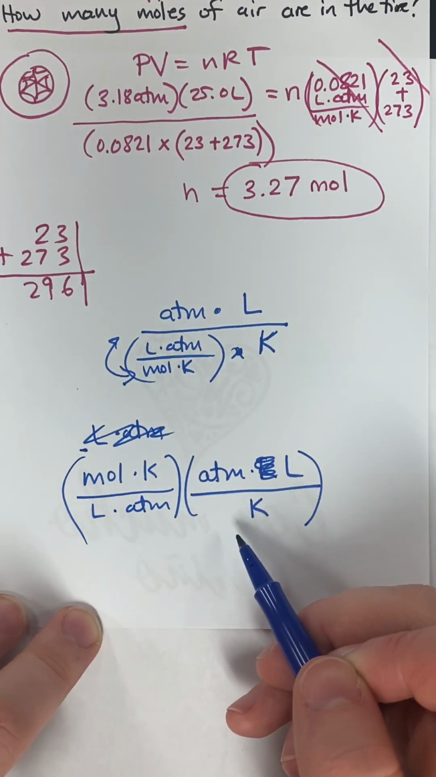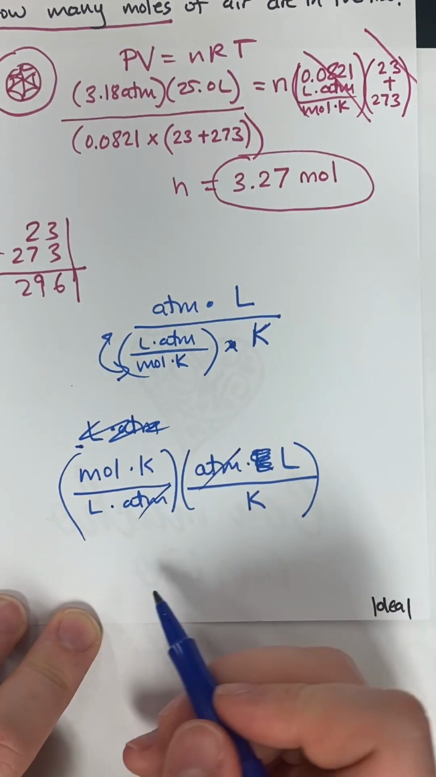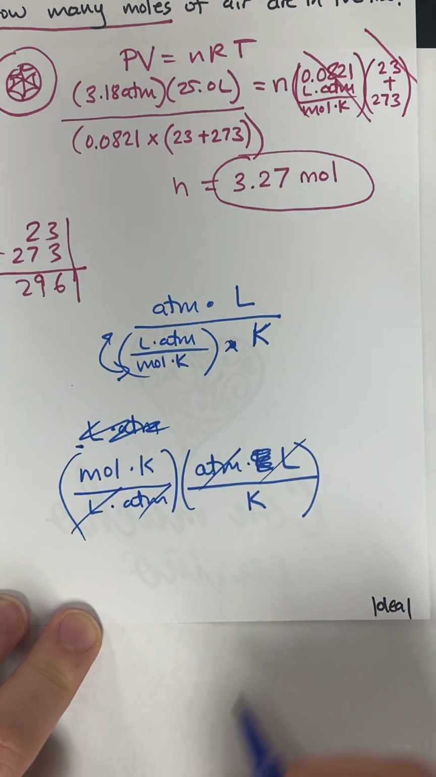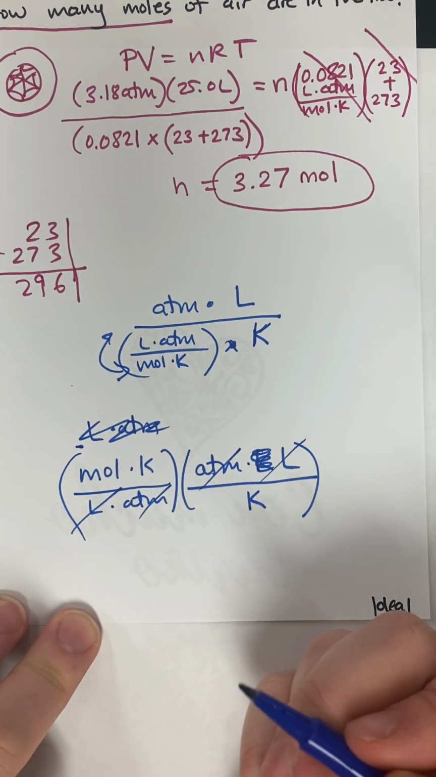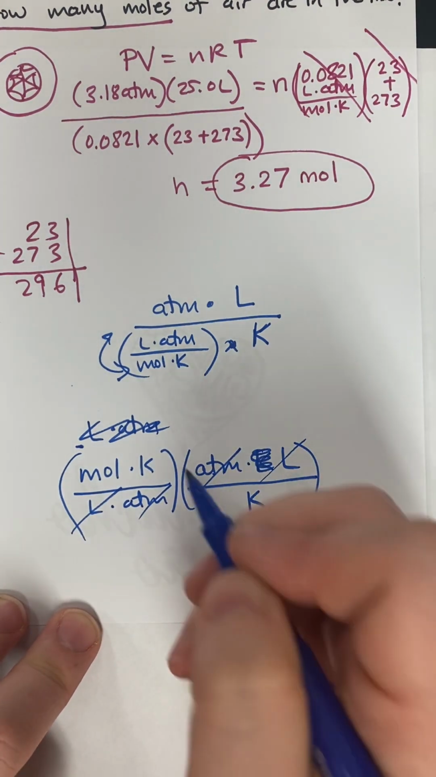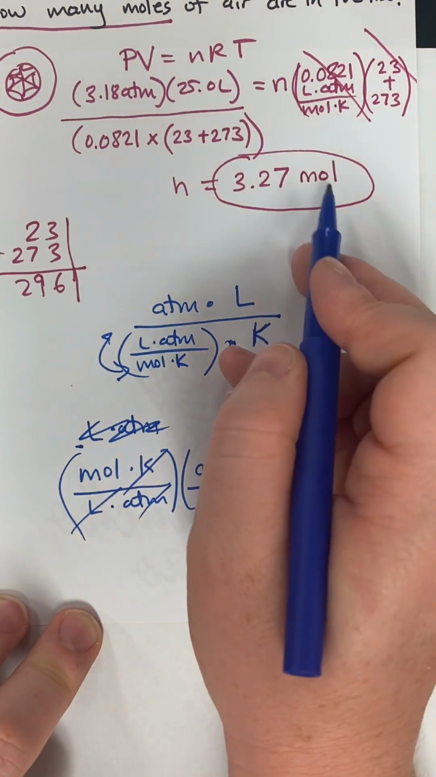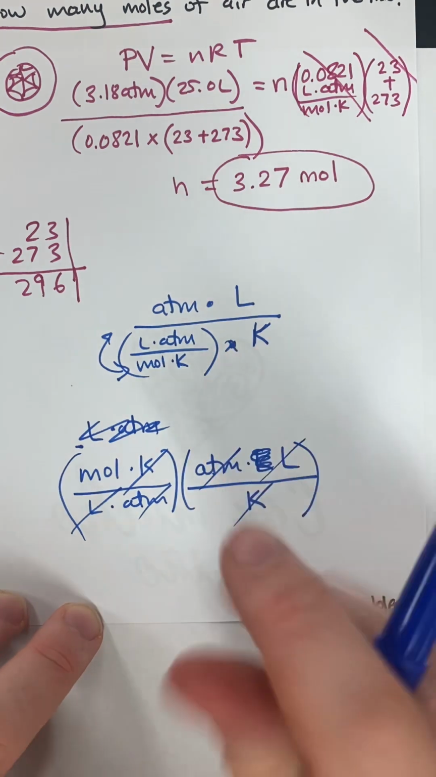When you do that, you see what happens. Atmospheres cancels, because it's top bottom. Liters cancels, because it's top bottom. What else cancels? That's right, Kelvin cancels. And ta-da, you are left with moles, which is in fact the unit that we want.